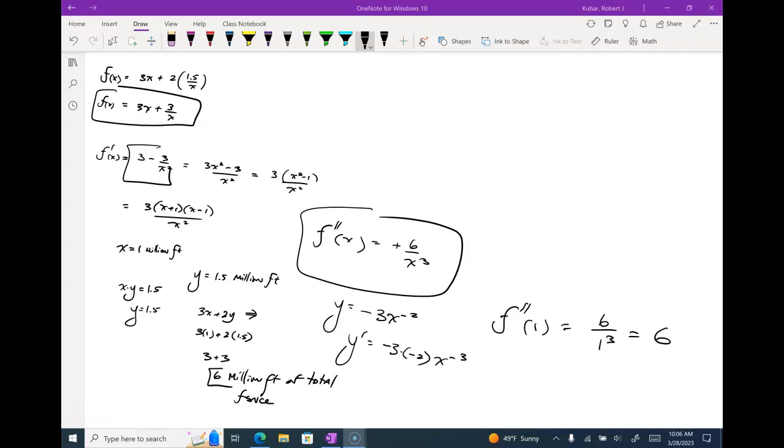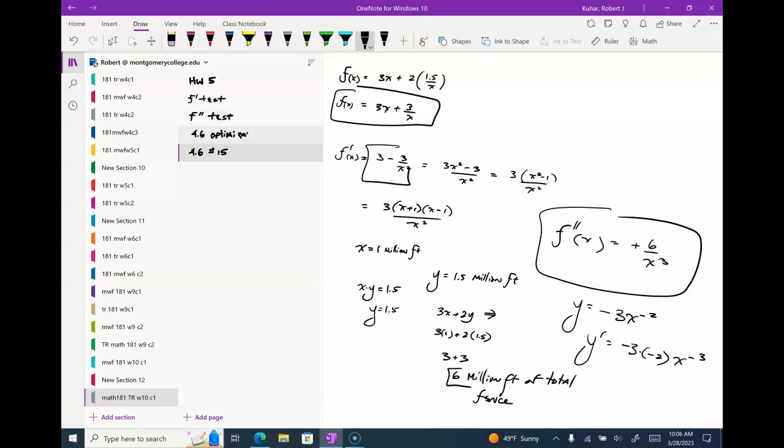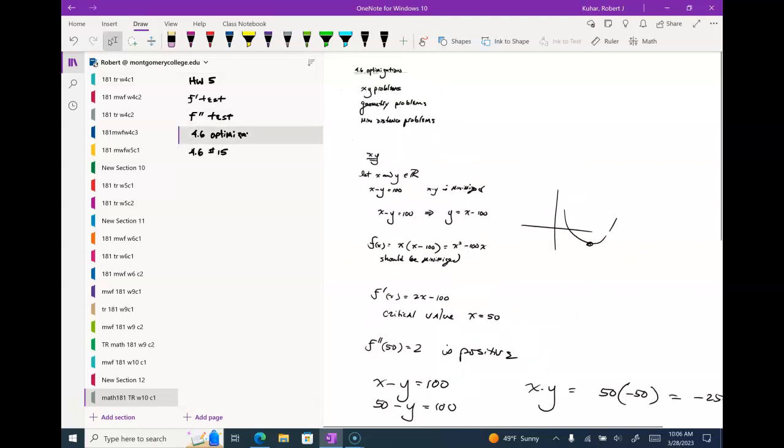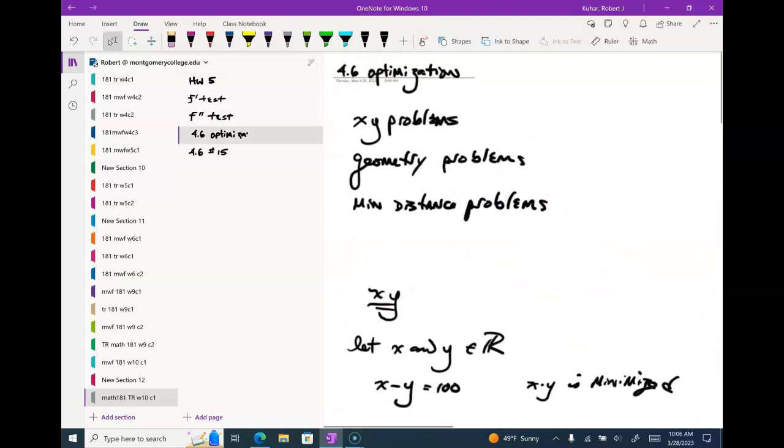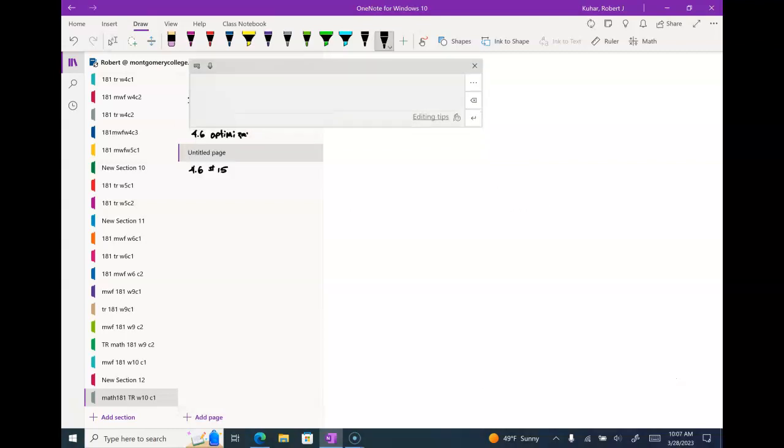So we're doing a step-by-step for optimization problems. And again, we're talking about three types of problems: XY problems, geometry problems, min-distance problems. I always give a geometry problem and a min-distance problem. So you'll have one on a quiz, you'll have one on the midterm, right? I want to do a step-by-step here for this process.